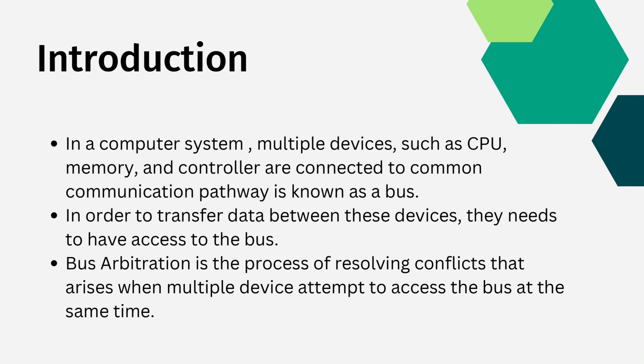In a computer system, multiple devices such as the CPU, memory, and I/O controllers are connected to a common communication pathway known as a bus. When multiple devices try to use this simultaneously, it can lead to data corruption and system instability. To prevent this, a bus arbitration mechanism is used to ensure that only one device has access to the bus at any given time. There are several types of bus arbitration methods, including centralized, decentralized, and distributed arbitration.